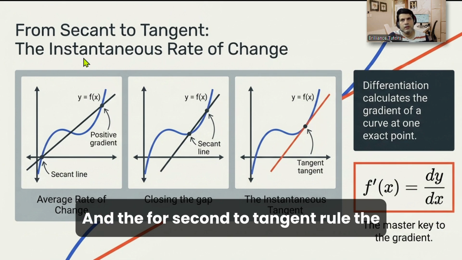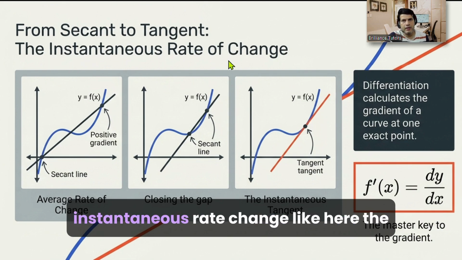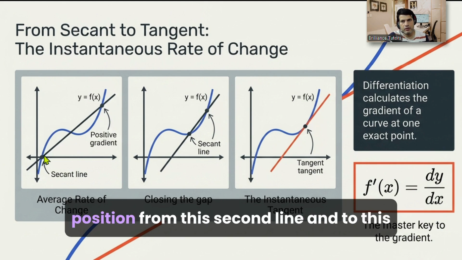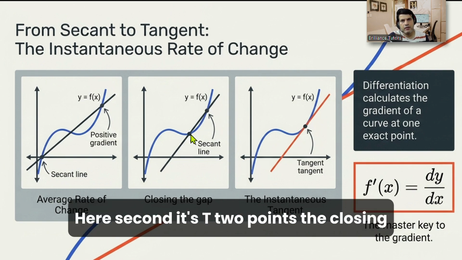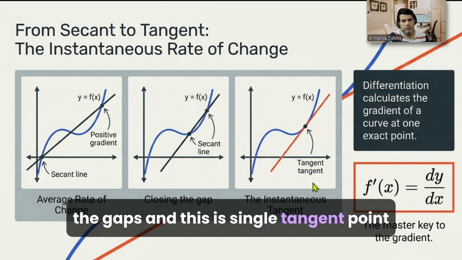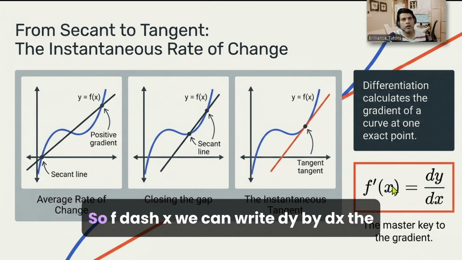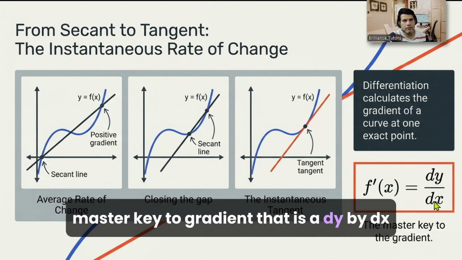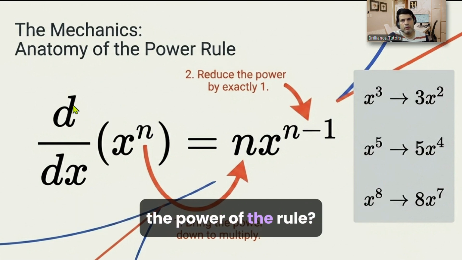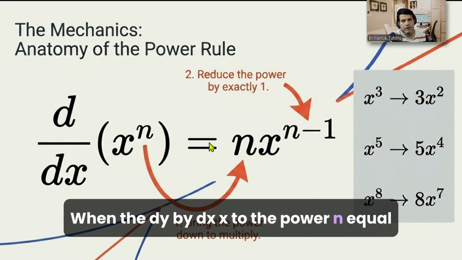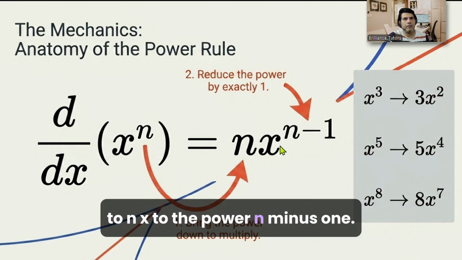And second, the tangent rule, the instantaneous rate of change, like here the position from this second line to this one, y equal to f(x), the rate of change and the average rate of change. Here it's two points, closing the gaps, and this is a single tangent point, the instantaneous tangent. So f dash x we can write as dy by dx, the master key to gradient, that is dy by dx at a given point. Now the power rule: what is the power rule? dy by dx of x to the power n equals n x to the power n minus 1.